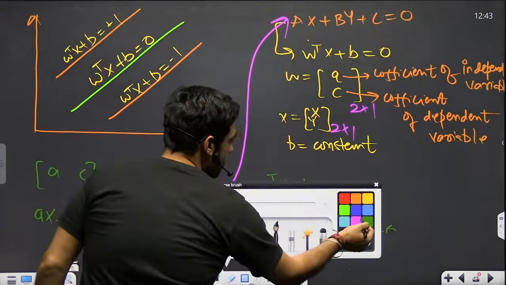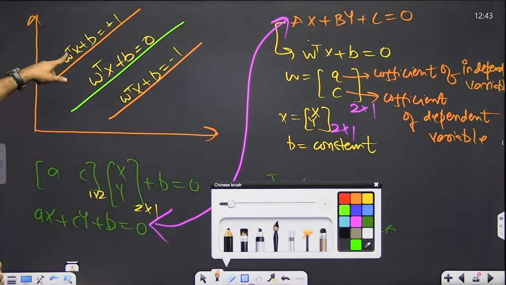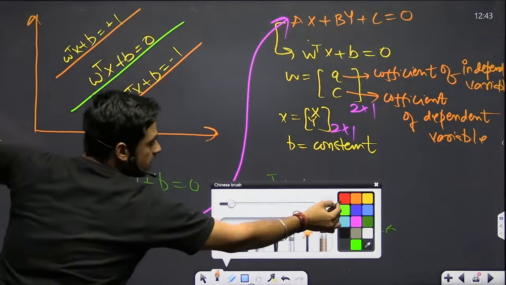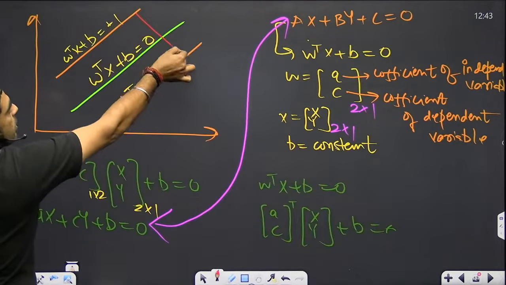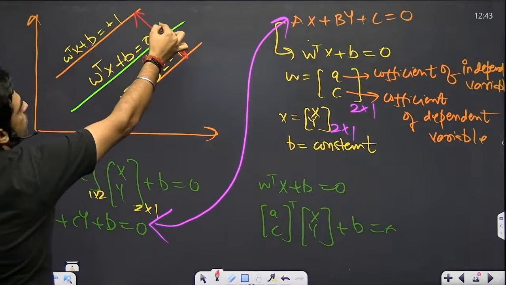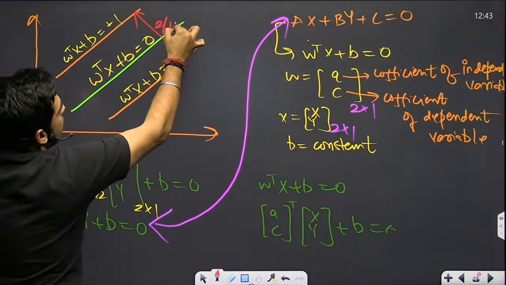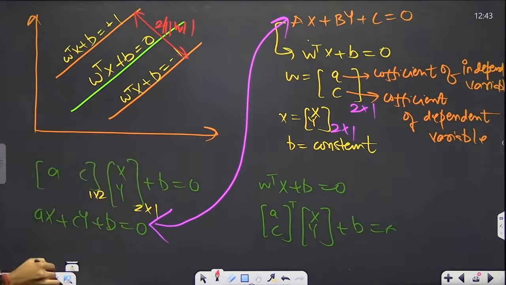Since I have assumed this as weight transpose into X plus B equals to +1 and this is -1, what is the distance here? I hope you are able to identify. This distance would be 2 upon norm of W. I hope you are able to guess this.